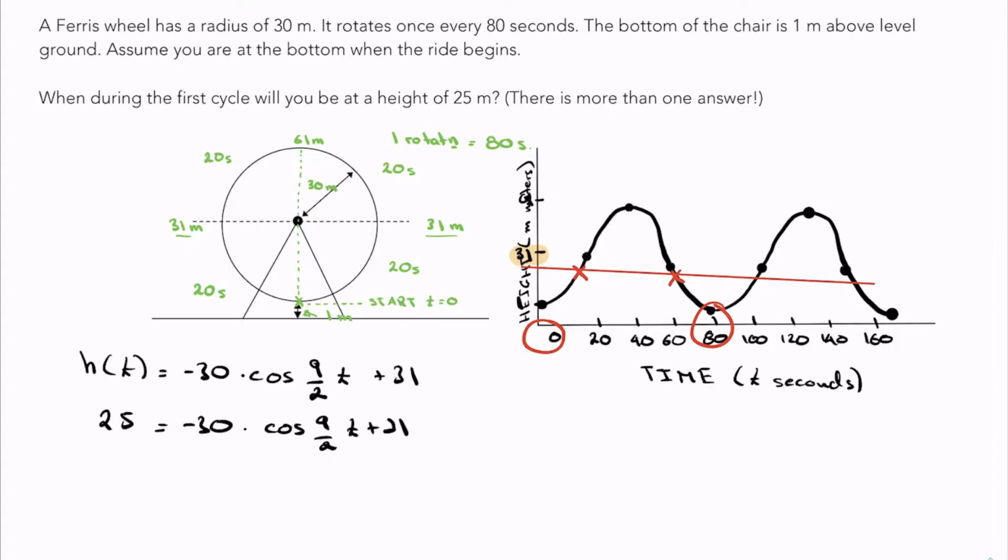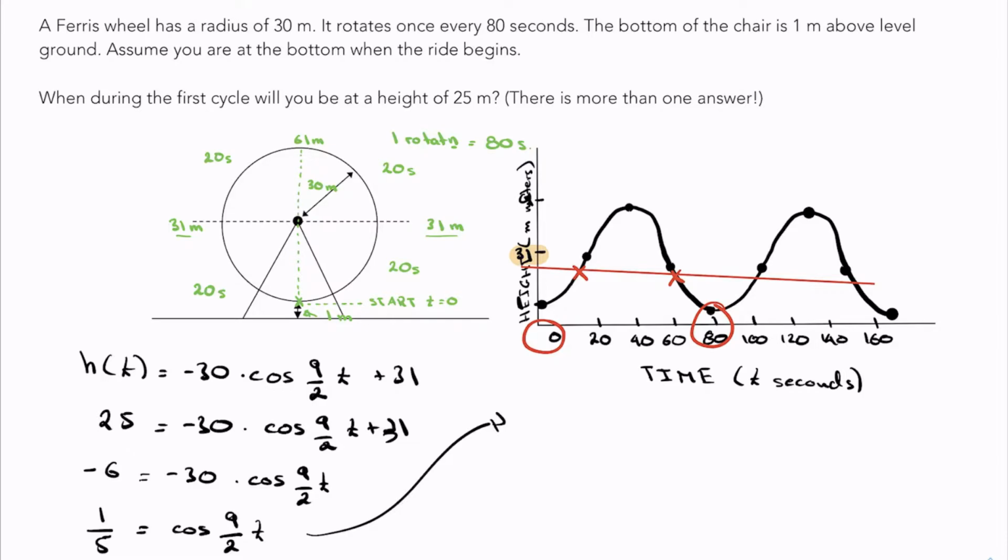So bring the 31 over. That'll give me negative 6 equals negative 30 times cos 9 over 2t. Divide both sides by negative 30, I will get 1 over 5 equals cosine 9 over 2t. I'll continue over here. Cos inverse of 1 over 5 equals 9 over 2t.